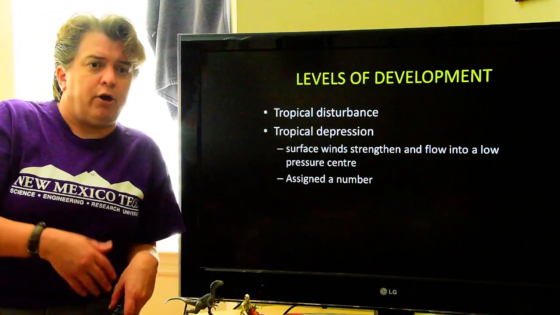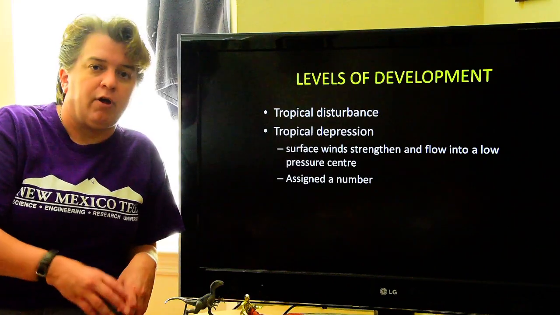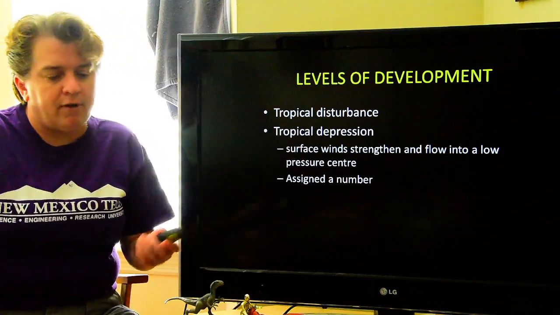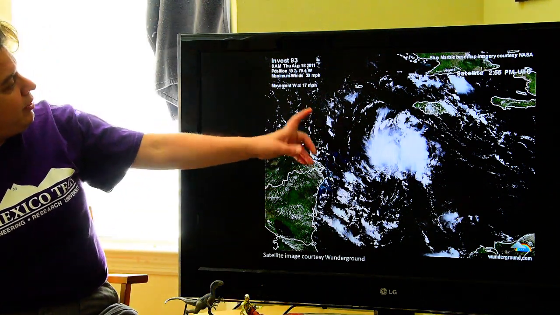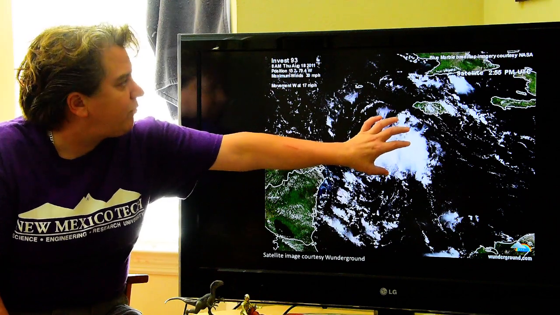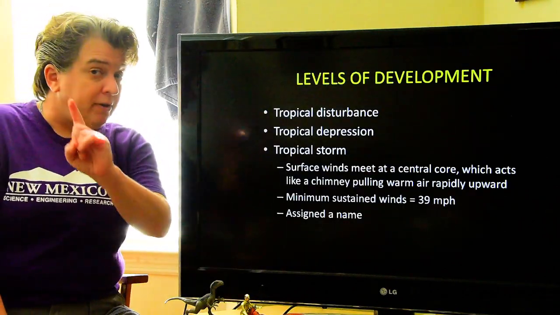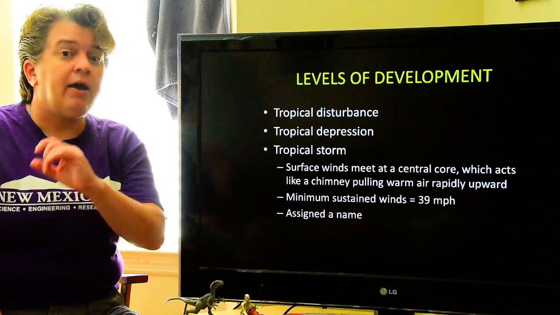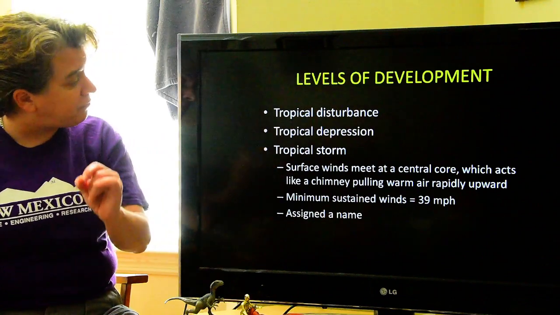So you might hear, this is tropical disturbance or tropical depression 15 that we're monitoring. Well, that's where it gets that number from. And here we have Invest 93, and that's our tropical depression right there. If conditions are favorable, it'll continue to develop and we will end up getting a tropical storm.